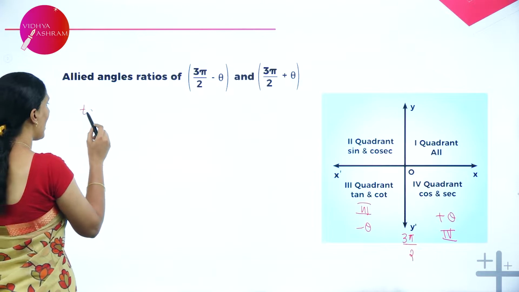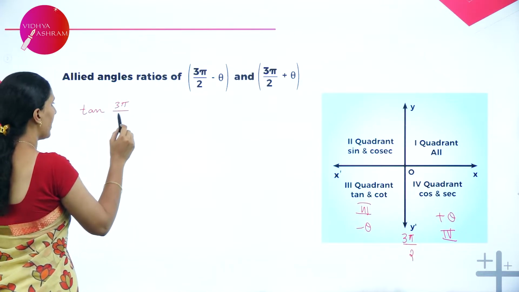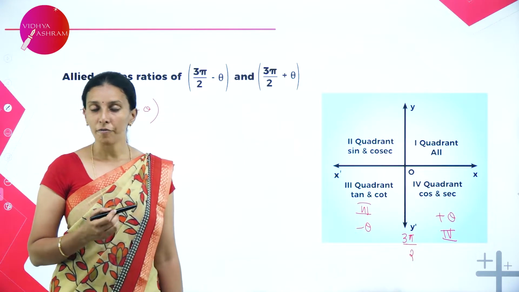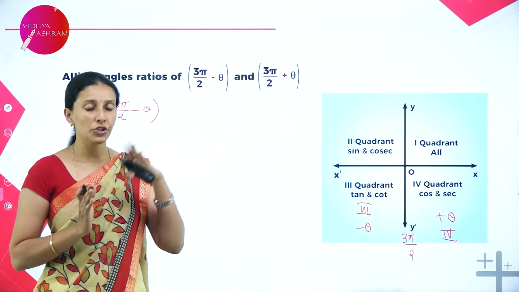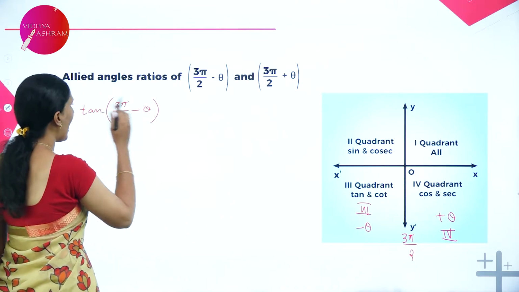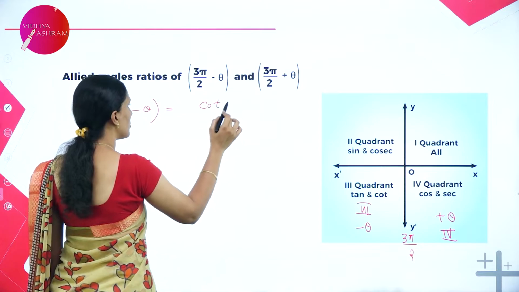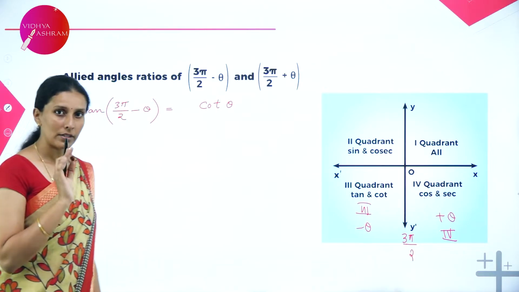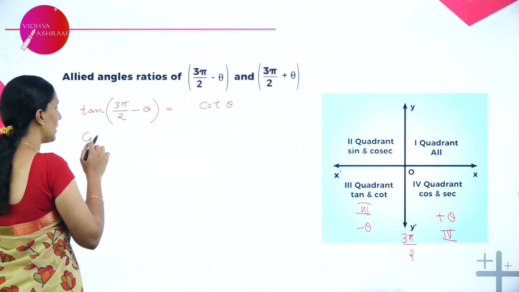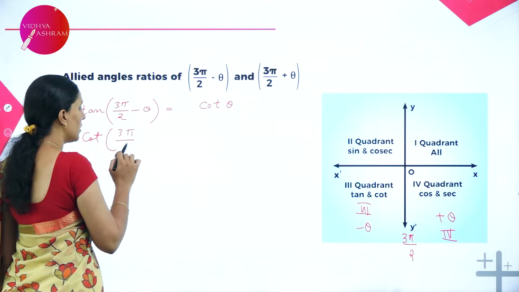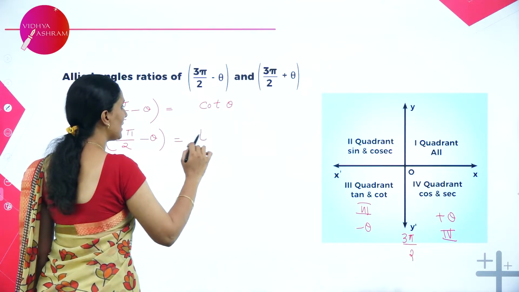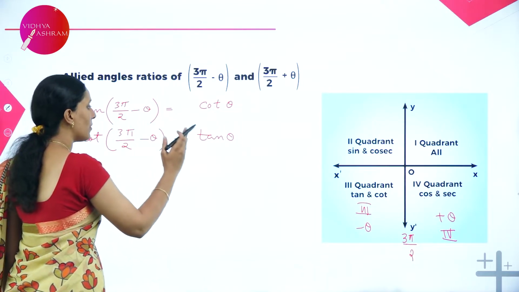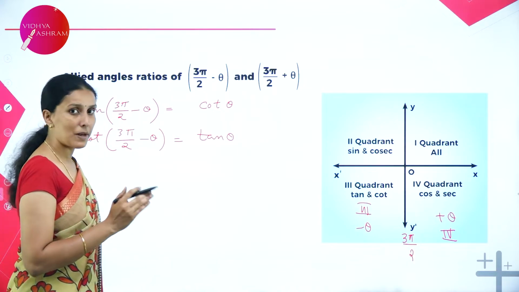Suppose I write tan of 3 pi by 2 minus theta. I told you, when you have any odd multiple of pi by 2, the function should change to its co-function. So therefore the tan function changes to the cot function. But what about the sign? The tan function is positive in the third quadrant, so therefore it is cot theta. Similarly, cot of 3 pi by 2 minus theta is tan theta. The function changes to its co-function, and cot is positive in the third quadrant, so therefore it is plus tan theta.